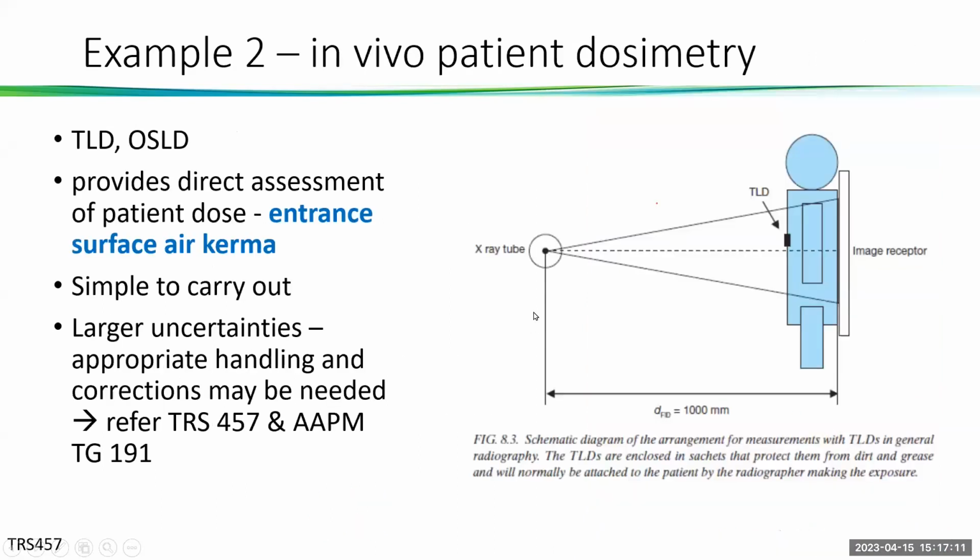Okay. Example 2, if you want to use TLD and OSLD, you'll be able to put them directly on the patient surface, and they provide direct assessment of the patient dose. And this is already entrance surface air kerma. It's quite simple to carry out. However, they usually have larger uncertainties. So you need to have appropriate handling and correction in place for this dosimetry. And again, I will refer to the two documents, the TRS 457 and the AAPM TG 191 report.